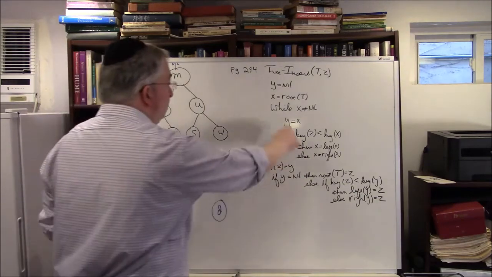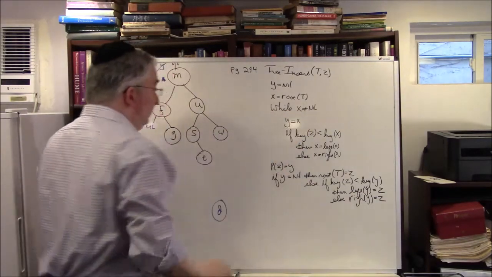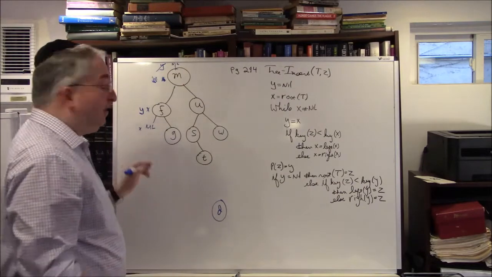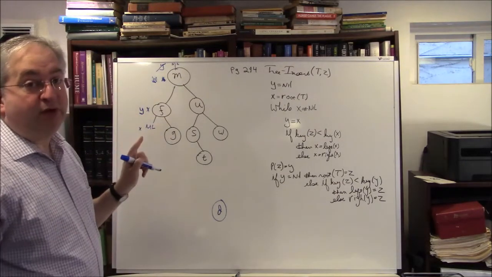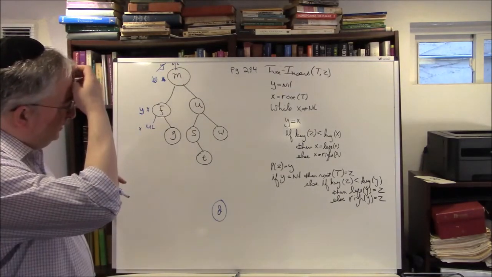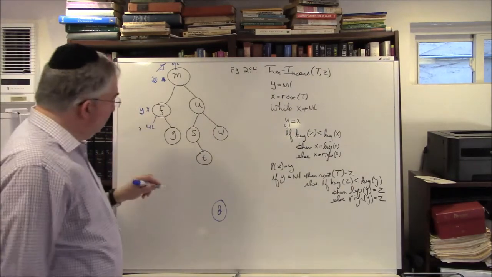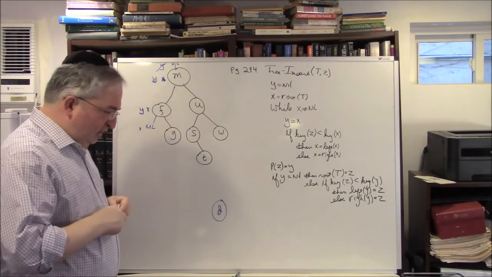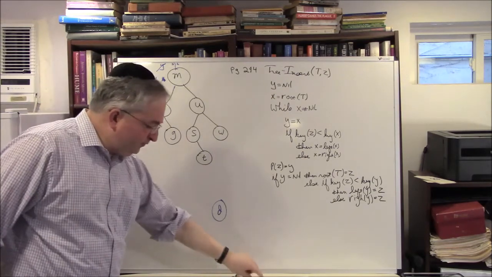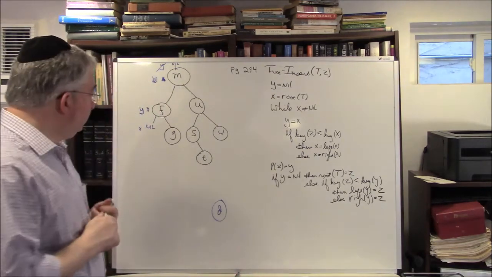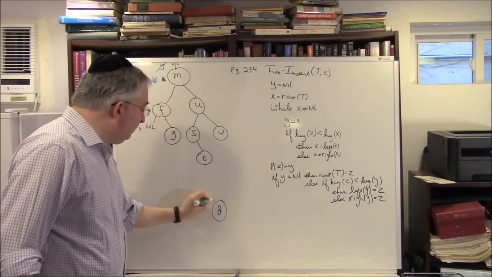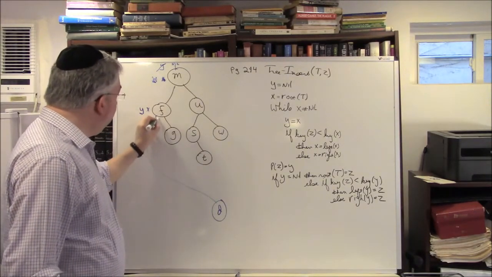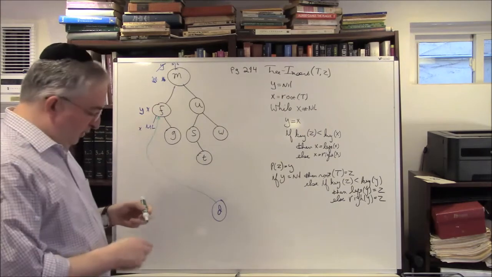Okay, look what it says. While X is not equal to nil, we stop. Now we have the right place of where to put it. Look what it says: the parent of z is y. So now we have to do this stuff which we did in data structures. We have to connect these things. So the parent of D is Y. That's the parent. Okay, great.